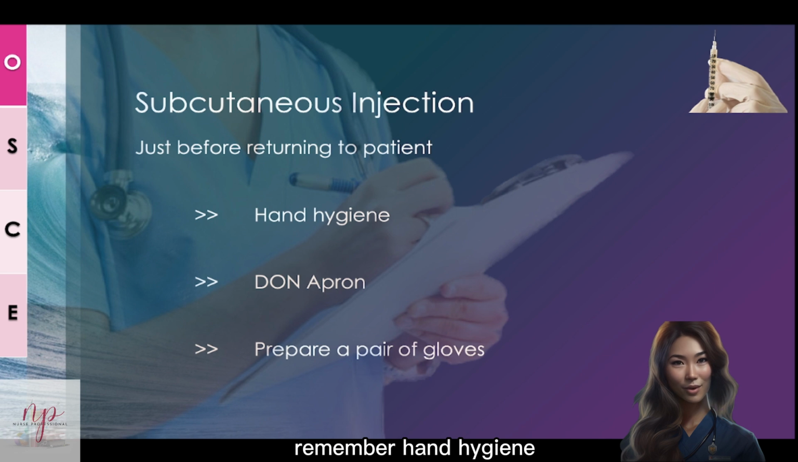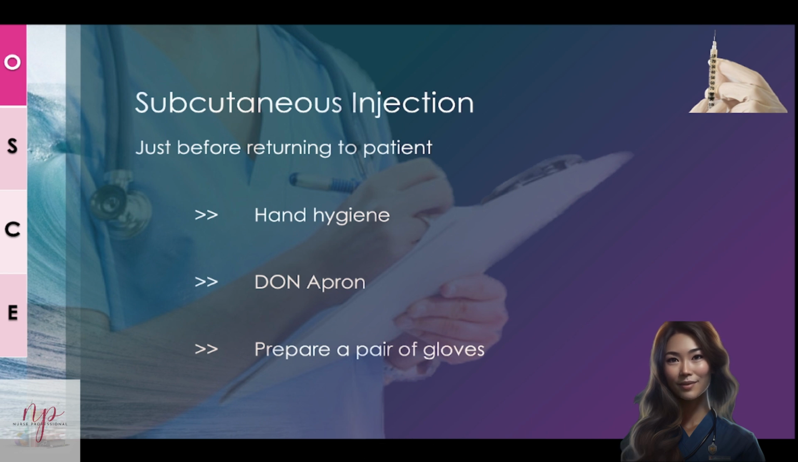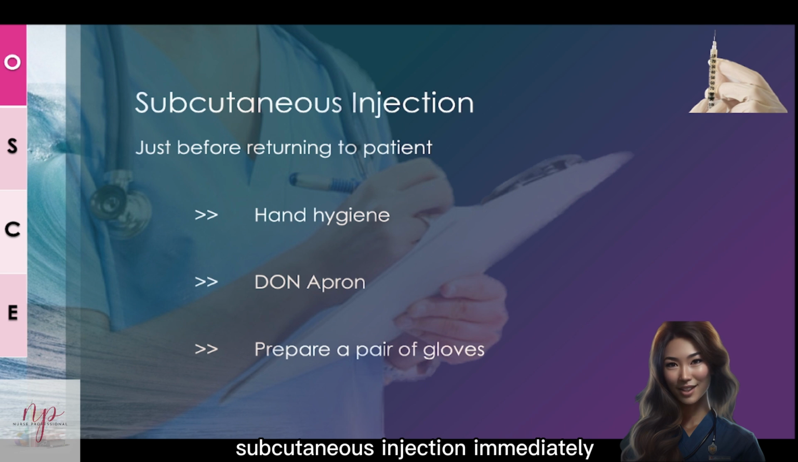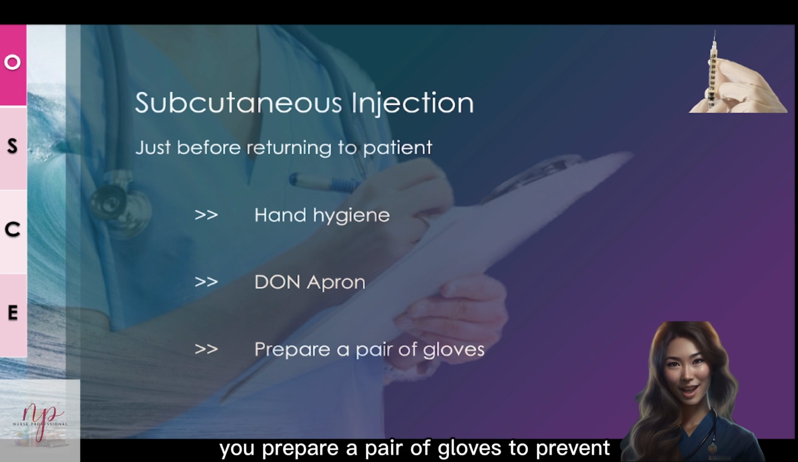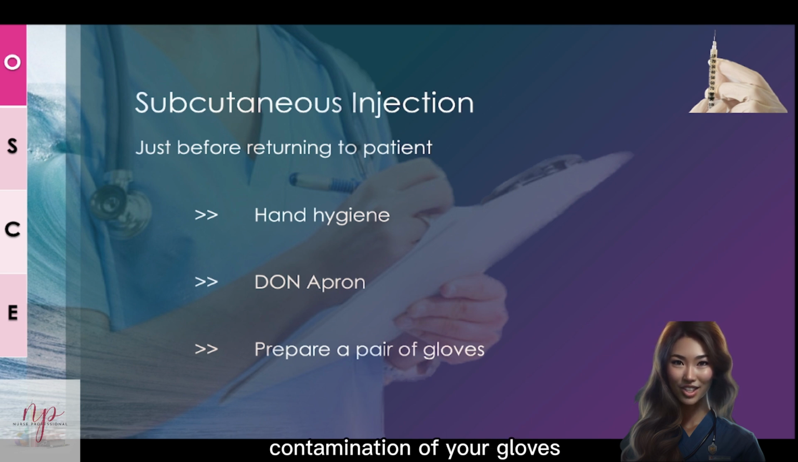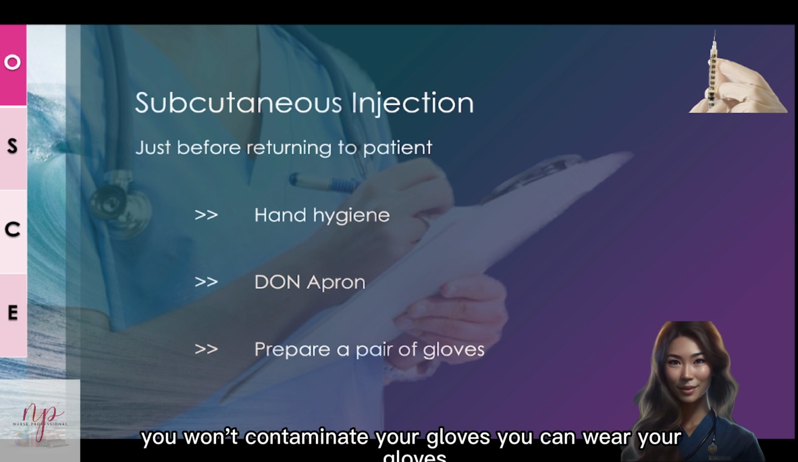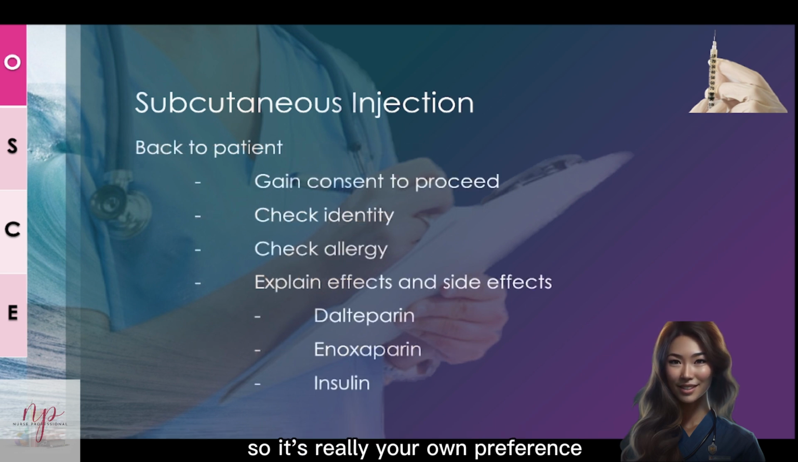Remember, hand hygiene. And then you wear your apron and then you will need to prepare a pair of gloves. Because after you return to your patient, you are not giving the subcutaneous injection immediately. You still got something to do and you need to check the site. Therefore, you prepare a pair of gloves to prevent contamination of your gloves. But if you can ensure that you won't touch anything, you won't contaminate your gloves, you can wear your gloves at this moment. So it's really your own preference.